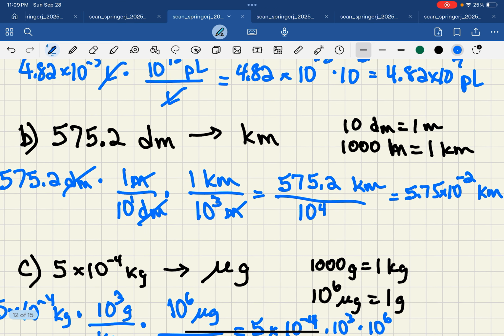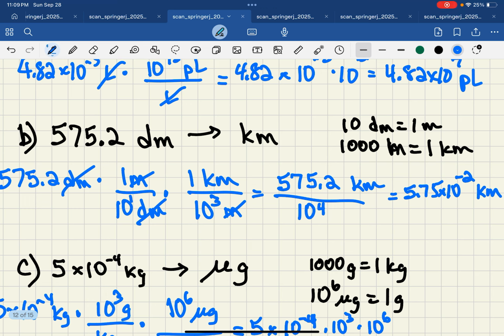Letter B, we know 10 decimeters per meter, 1,000 meters per kilometer, 575.2 divided by 10 to the 1st, divided by 10 to the 3rd, that'd be 575.2 divided by 10 to the 4th. Ends up 5.75 times 10 to the minus 2 kilometers.